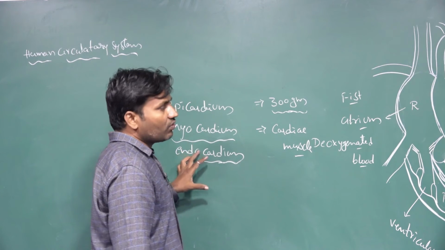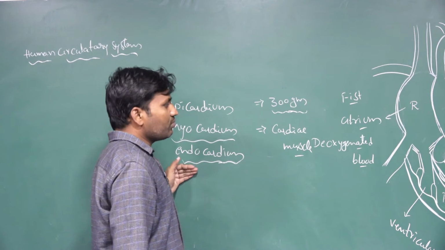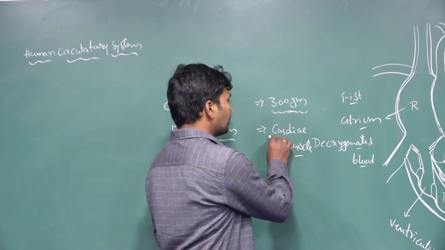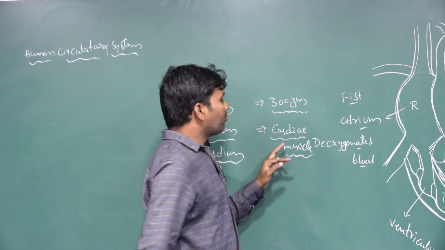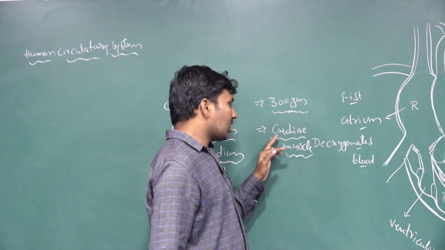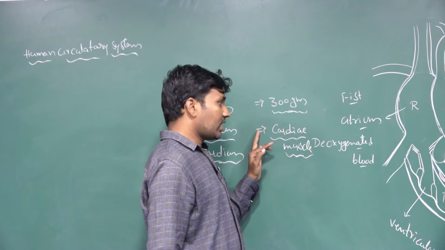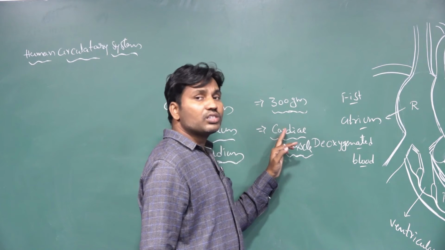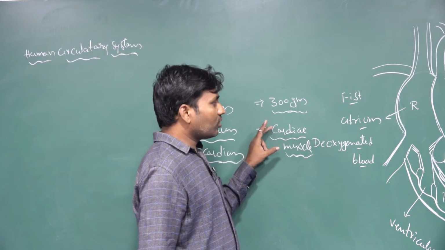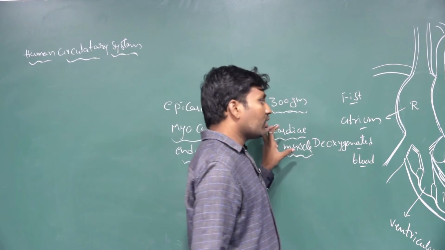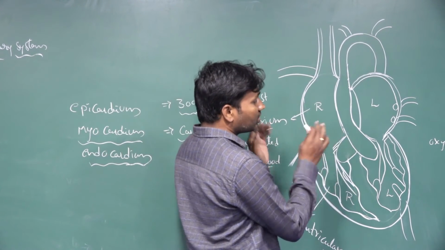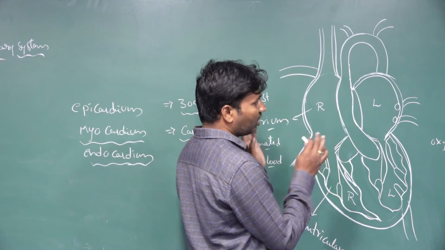So these three muscular layers form the heart wall, and they are made of a specific type of muscle called cardiac muscle. It is a special type of muscle that is neither striated muscle nor smooth muscle; it has characters of both. That is why cardiac muscle works continuously without fatigue for a long duration. So these are the external features of the heart.